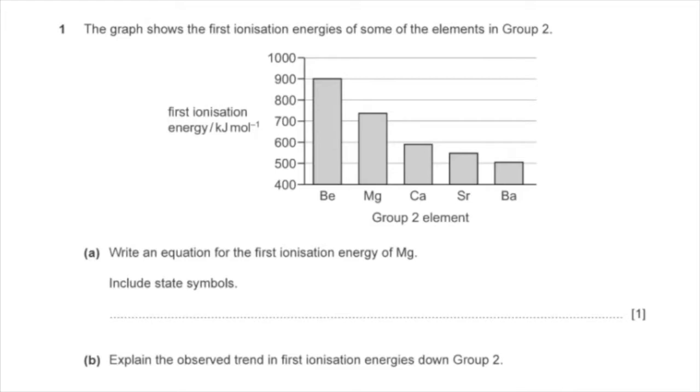So first ionization energy is the energy required to remove an electron from a gaseous neutral atom. So a magnesium neutral atom in gaseous state loses an electron, becomes Mg plus in gaseous state, and then an electron.